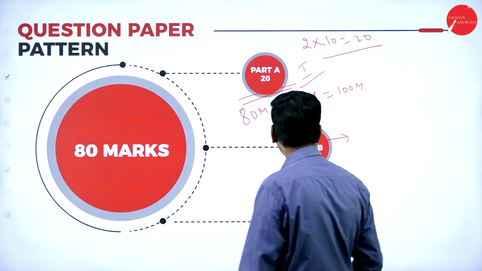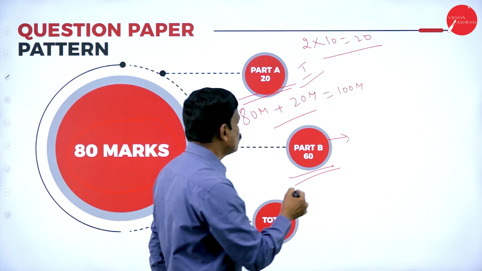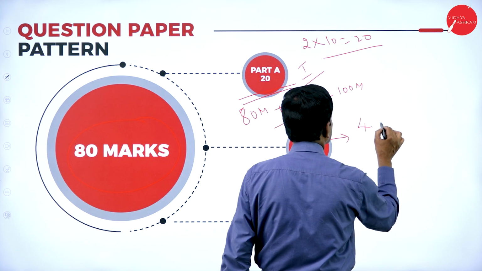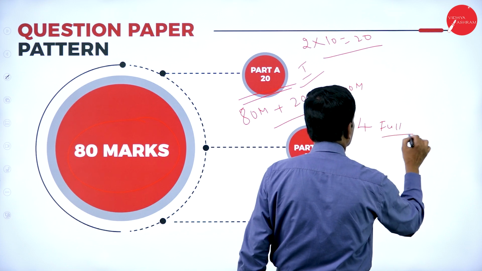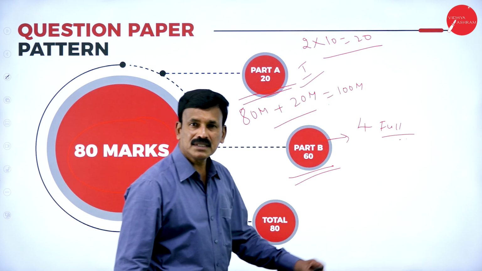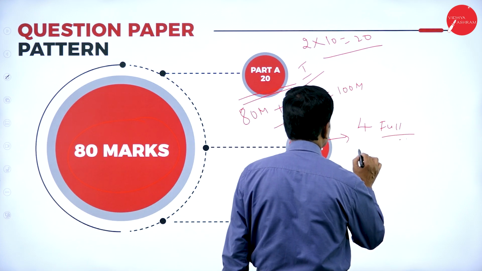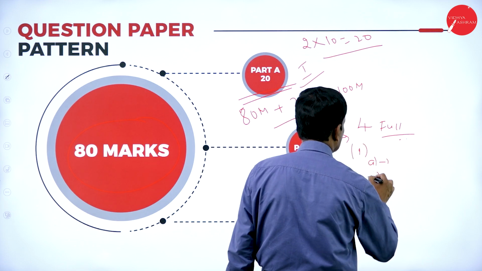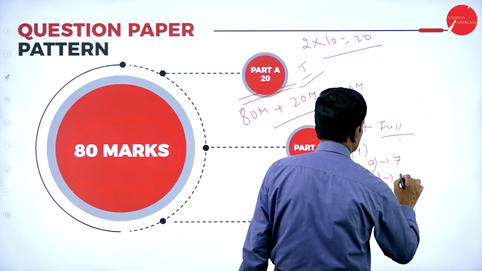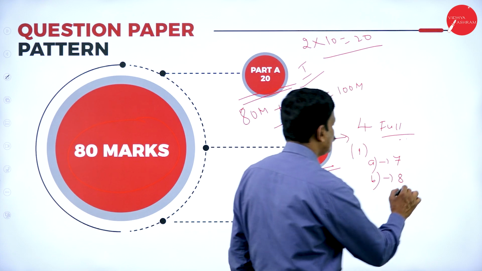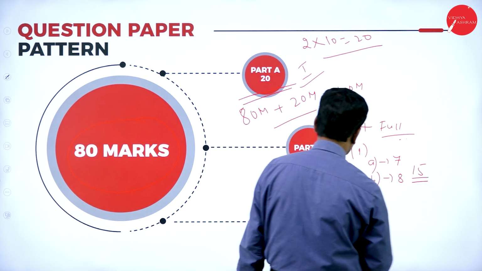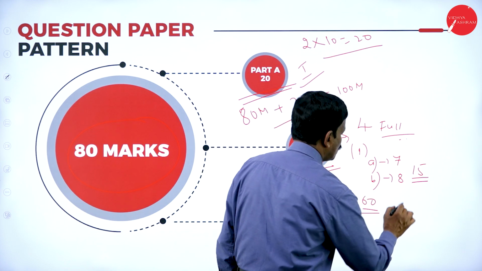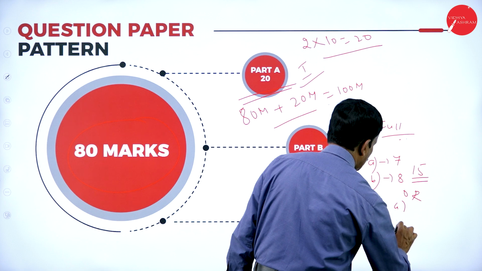Now in the second part you will have 60 marks. In part B, you have to answer 4 full questions, followed by the internal choice. Suppose it is question number 1, it contains A and B. A may be for 7 marks and B for 8 marks, so totally each question carries 15. You have to answer 4, 15 into 4 is 60, followed by the internal choice.